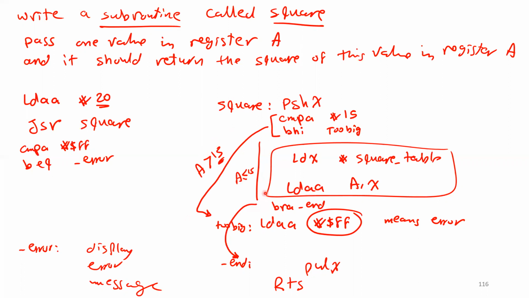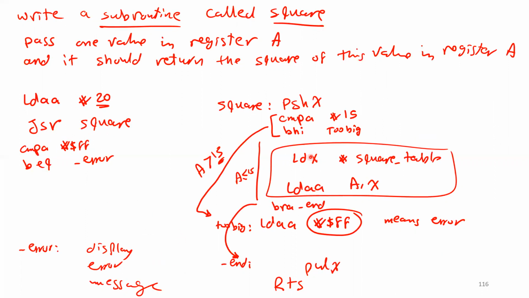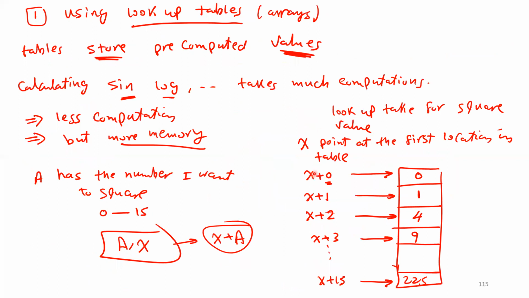If you come this way, what I have to do is get the square of A and store it in register A. So how can you get the square of register A? Using A and X. Look how I did it. Number one, X should store the beginning address, so load X with this one. So X is storing the beginning address, and A is storing the number I want to square.